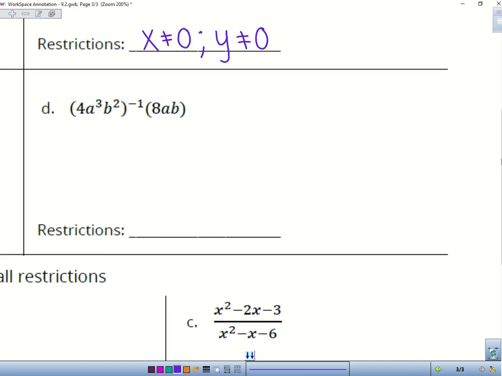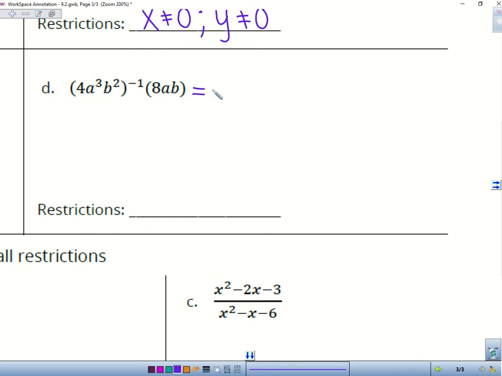So this is easier than it looks. Whenever you see that -1 exponent, all it means is whatever that expression is, it goes into the denominator. That's literally all it is.